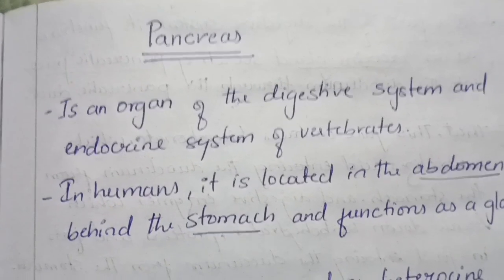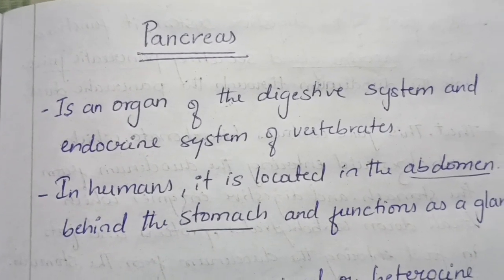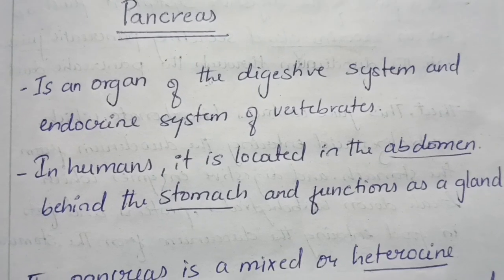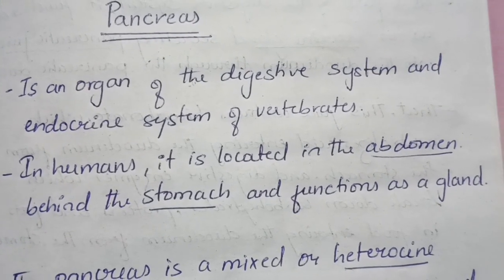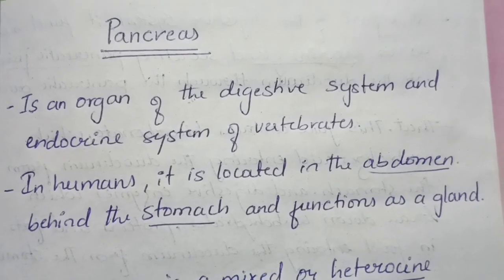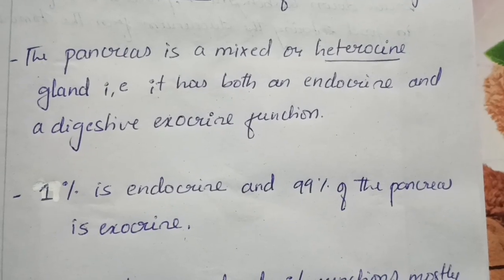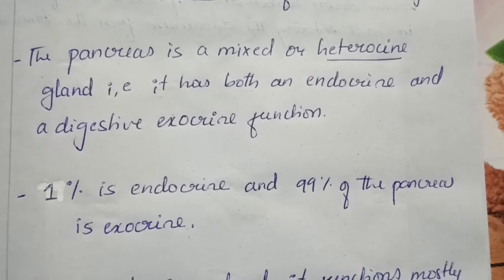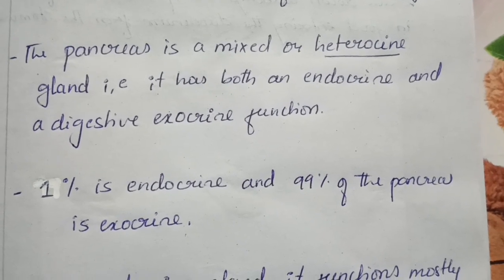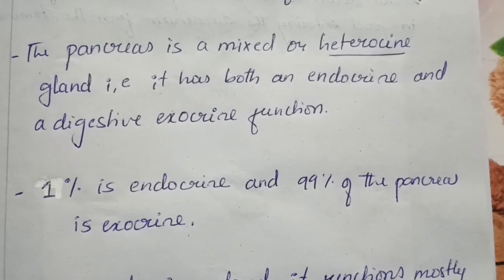We will learn about the pancreas. It is an organ of the digestive system and endocrine system of vertebrates. In humans, it is located in the abdomen, behind the stomach, and functions as a gland. The pancreas is a mixed or heterocrine gland. That is, it has both an endocrine and a digestive exocrine function.